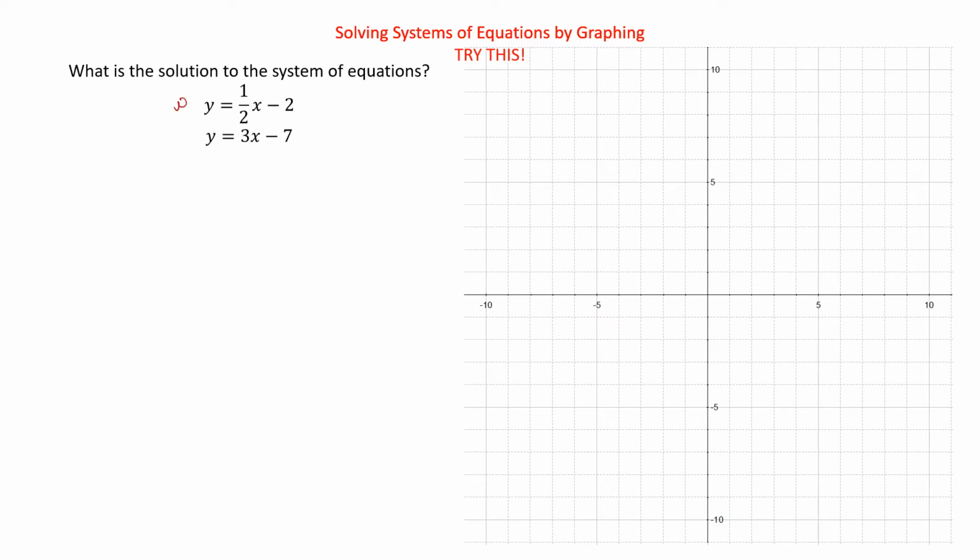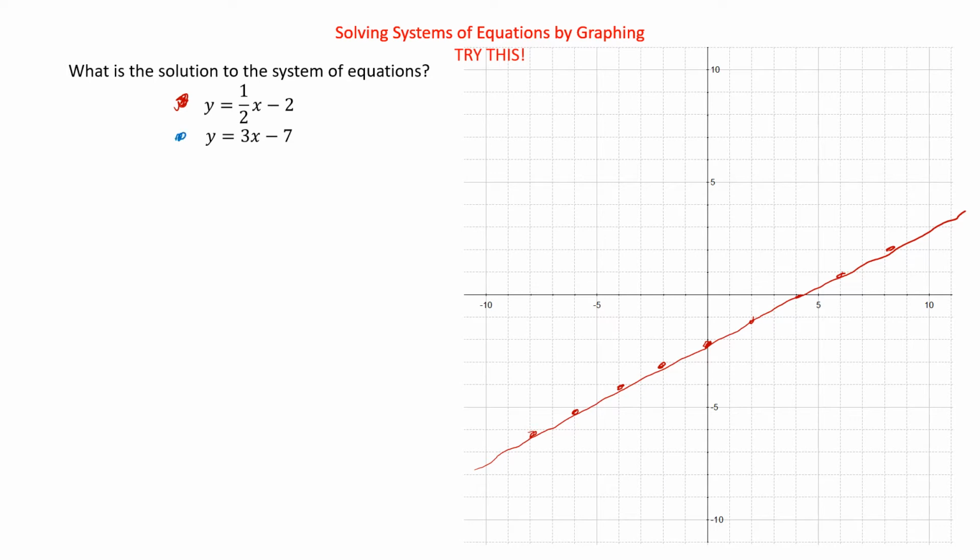We have the top line, y equals 1/2 x minus 2, so we're going to start out at negative 2. The slope is 1/2, so we go up 1 over 2, up 1 over 2, and so on. We can also go down 1 backwards 2, down 1 backwards 2. Connect the dots. I think I'm better without the straight edge on my computer. And then we have the other one.